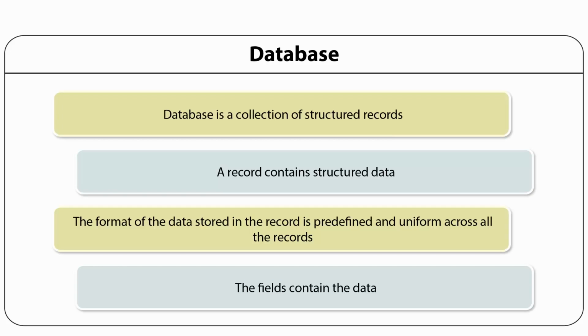Say for example, if you define a database called catalog for a library, in this catalog you define several fields like title of a book, author of a book, place of publication, publisher of a book, and so on. These fields will remain consistent across all the records. And finally, the data is stored in these fields. That means the title field contains the actual title of the book.